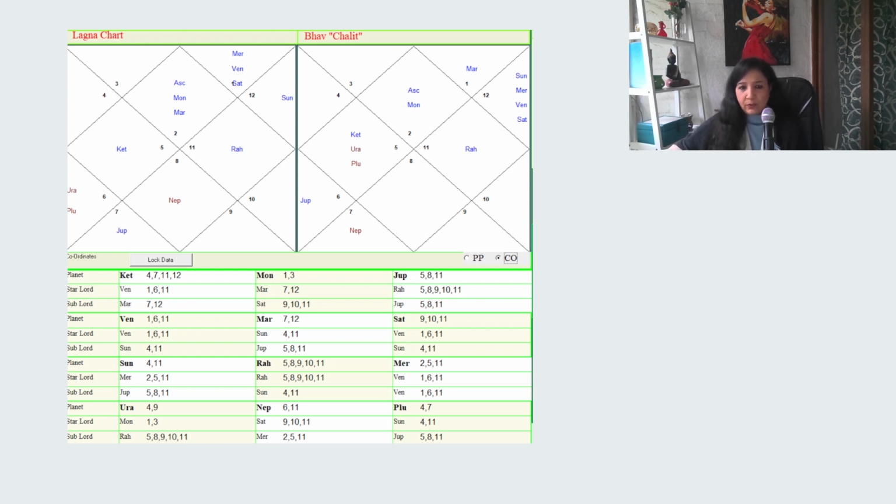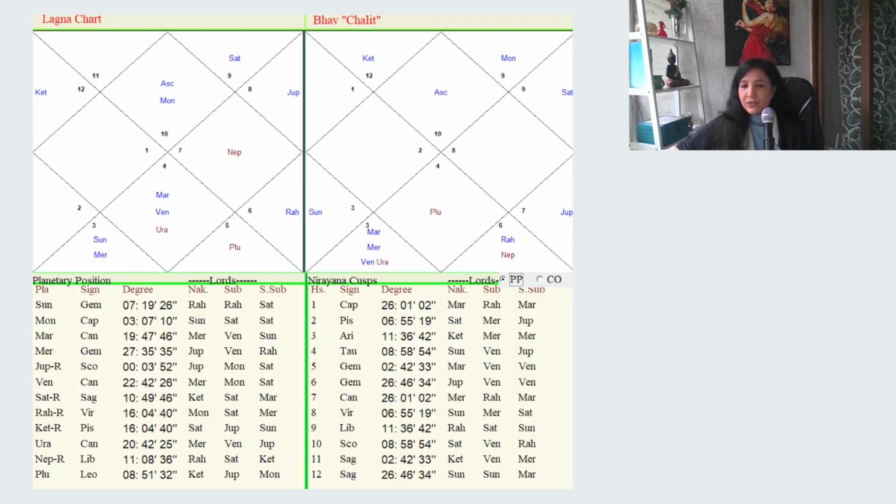Follow the basic rule. Planet is the source, remember. Star Lord gives the main result. Okay? Then Sublord decides the final outcome. If Sublord negates the Star Lord result, then the event will not occur. Okay? Let's see another case study.